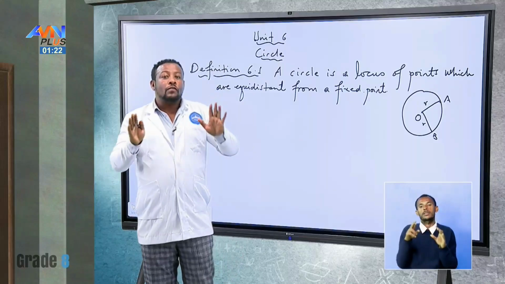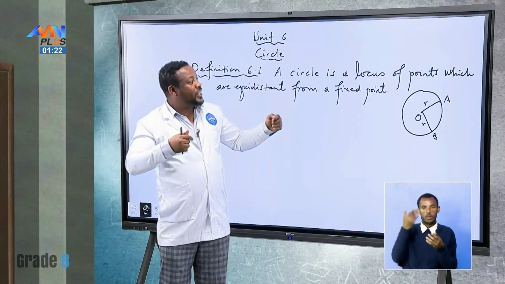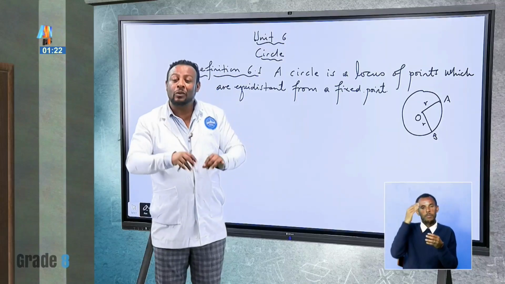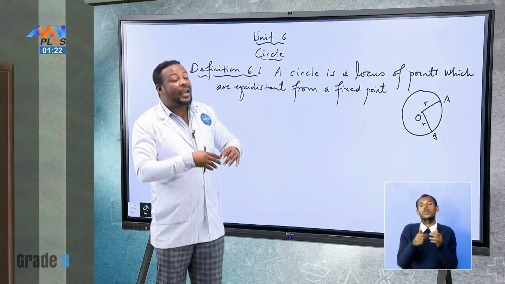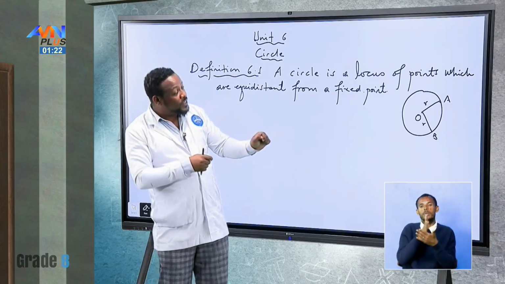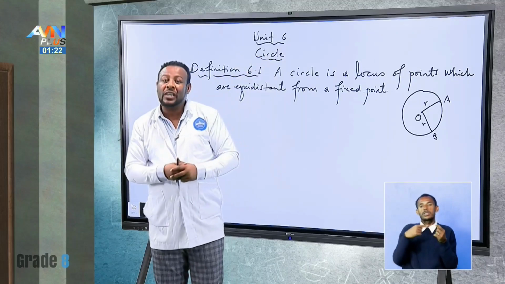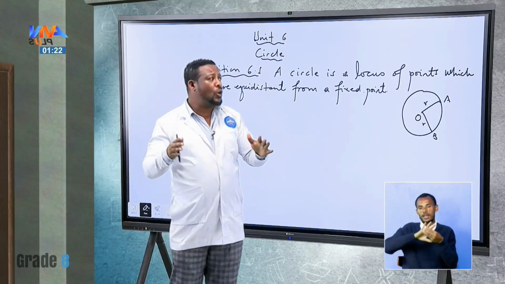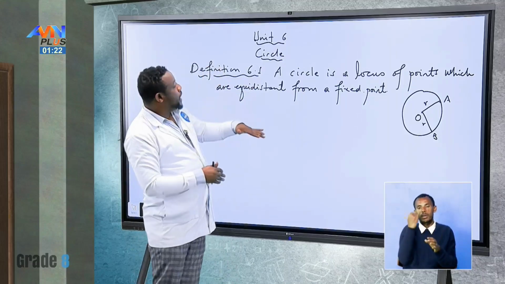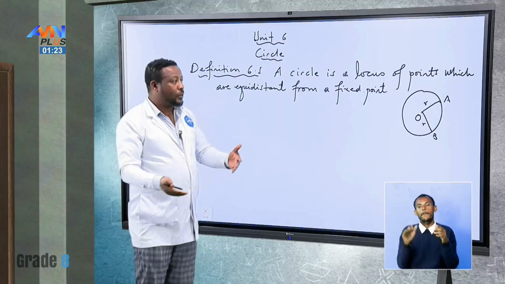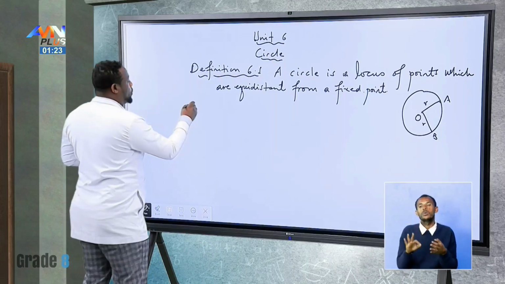So don't forget, whenever we discuss a circle, you need to keep in mind that there is a center, which is called the fixed point, and the distance between the fixed point or the center and the point on the circle is the radius. So if we say this much, let's see some other terminologies associated with circle. Definition 6.2.